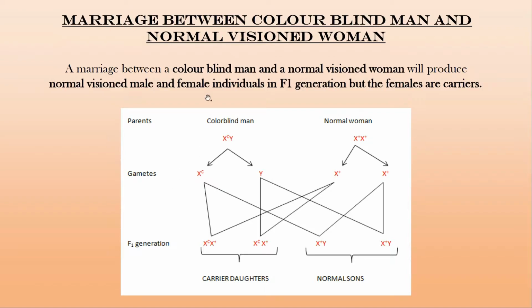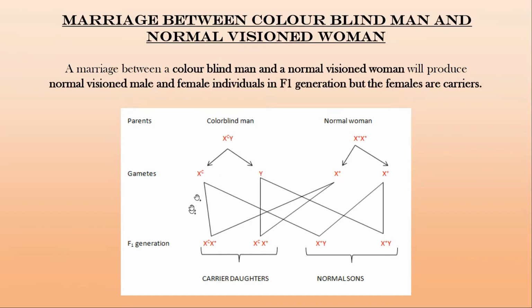The first is a marriage between a color blind man, XcY, and a normal visioned woman, XX. X plus means there is no color blind gene allele in the normal woman. This will produce normal visioned male and female individuals in the F1 generation. In the F1 generation, both the son and the daughter will be normal, but the females will be carriers and will pass on the gene to the next generation.